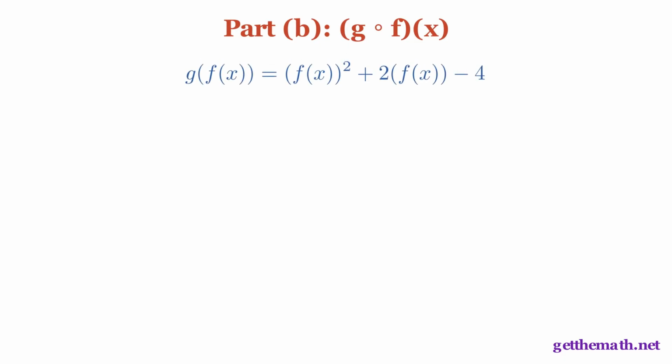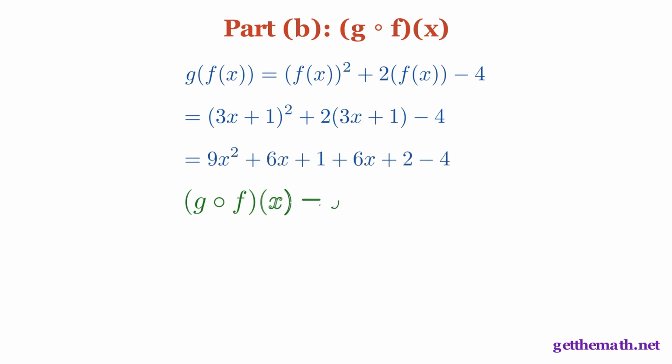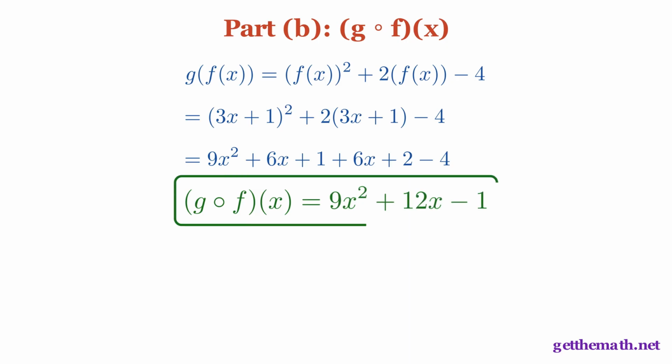Part B, find g composed with f of x. g of f of x means substitute f of x into g. g of x equals x squared plus 2x minus 4. Replace every x with f of x, which is 3x plus 1. g of f of x equals the quantity 3x plus 1 squared, plus 2 times the quantity 3x plus 1, minus 4. Expand 3x plus 1 squared: 9x squared plus 6x plus 1.